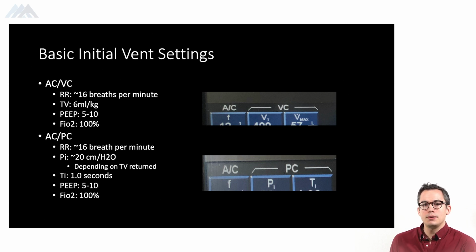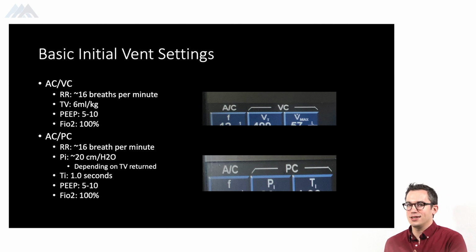We're going to set our PEEP anywhere between 5 to 10, and we're going to initially set our FiO2 to 100. If we were going to use assist control, pressure control, our respiratory rate, again, we can set around 16. Our initial inspiratory pressure, we can set to 20.